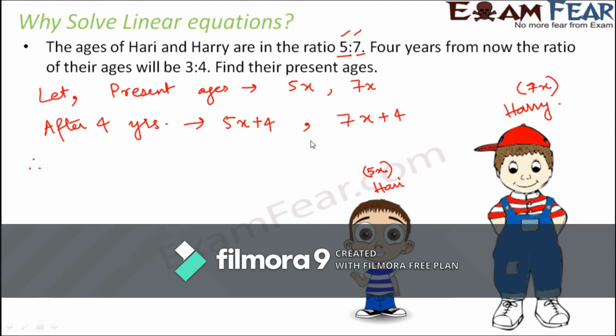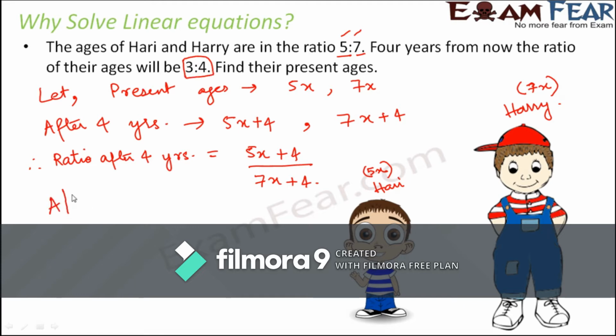So therefore, as per our assumption, the ratio of their ages after 4 years would be how much? So their ratio would be (5x plus 4) divided by (7x plus 4). So as per what we are calculating using x, this should be the ratio. But as per the question, after 4 years, the ratio should be 3:4. So according to the question, this value which we have calculated assuming x is actually equal to 3/4. So that is what our question says.